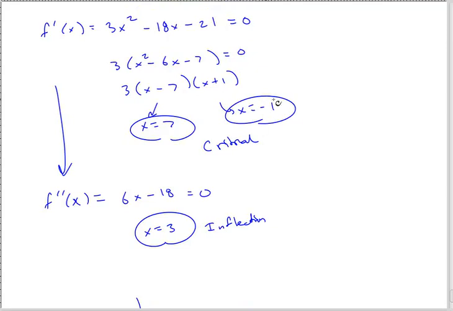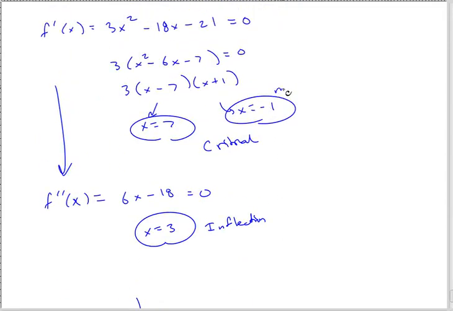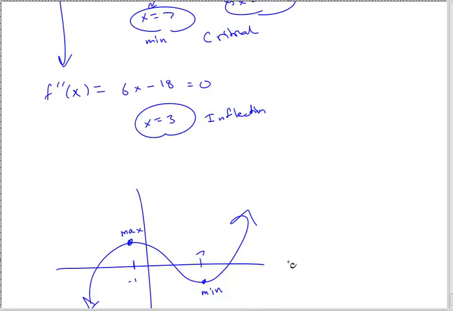Now, negative 1 and 7 are critical values. These are mins and maxes. Just by looking at the graph, this right here is a maximum. This must then be a minimum. So this is negative 1, there's positive 7, there's your minimum. This is not hard. And so 3, 1, 2, 3. There's your inflection point at 3.